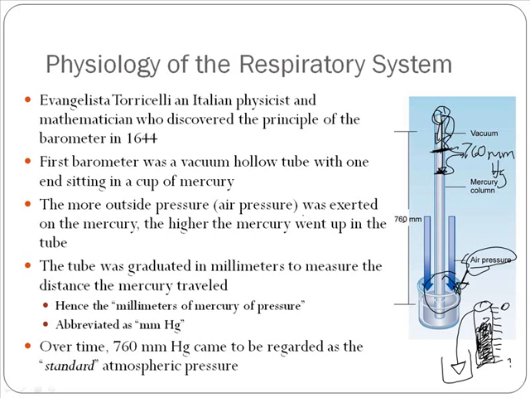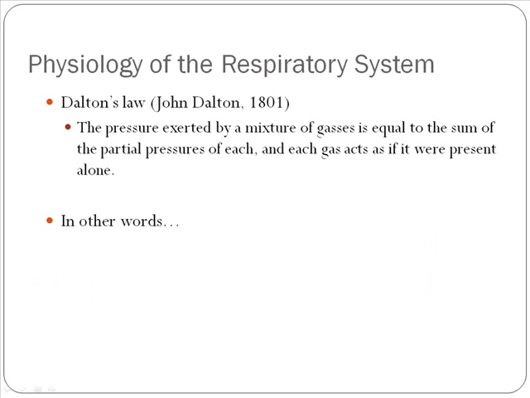Over time, 760 millimeters of mercury became the standard atmospheric air pressure at sea level. Of course, in Las Vegas or up in the mountains anywhere, you're going to have much less air pressure. So for years, this was a very standard practice.